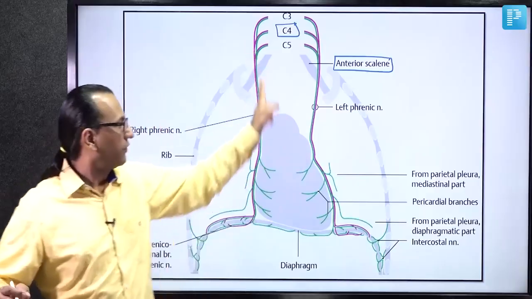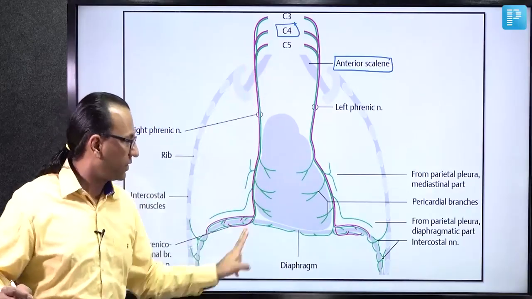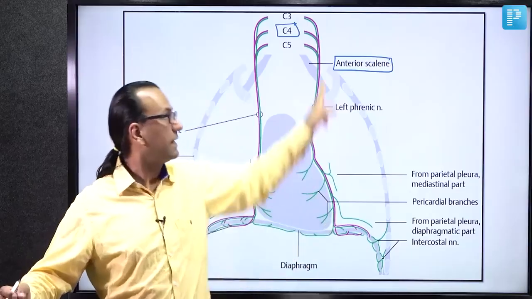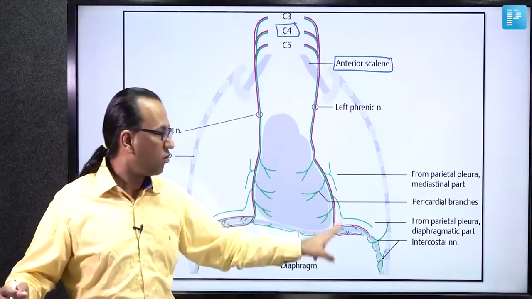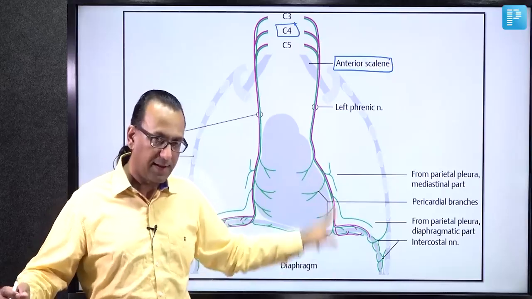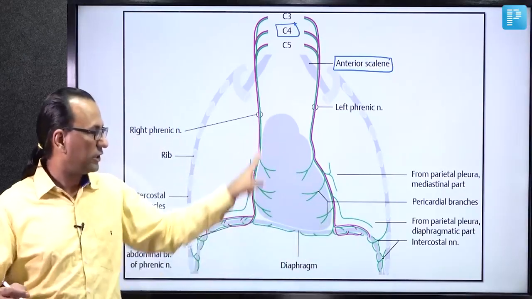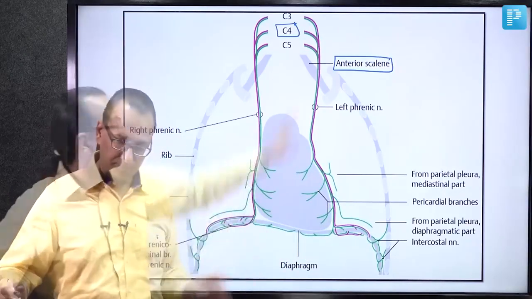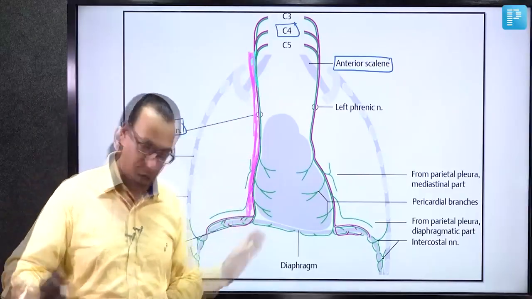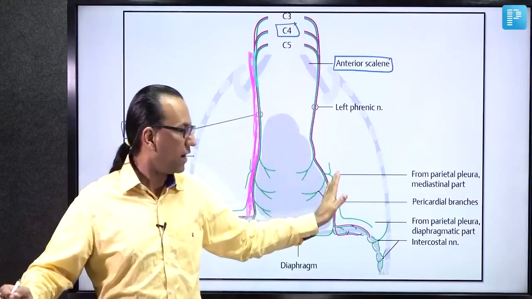As you see, the right phrenic nerve is more vertical and shorter in length as compared to the left, because the left is longer and more oblique, following the left border of the heart, which is more oblique, whereas the right border of the heart is more vertical. So the right phrenic nerve is short and straight, whereas the left phrenic nerve is long and more oblique.